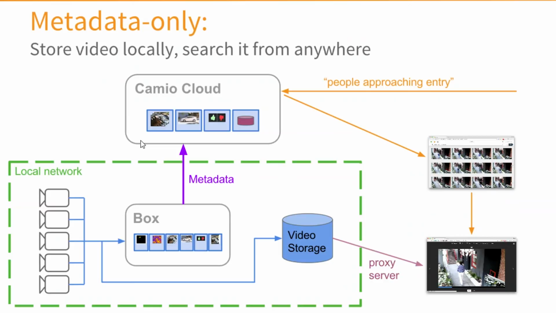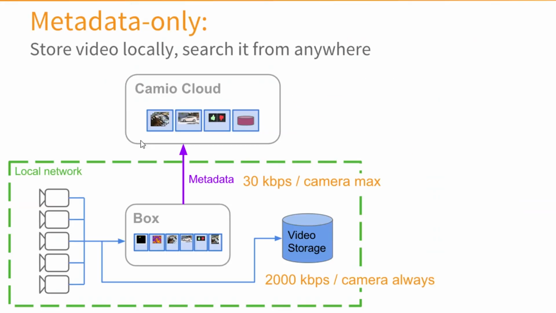If you want to be able to see it from all over the place, then you have a proxy server that can serve outside your organization. Otherwise, you can view it only locally. And this reduces in an incredible way the bandwidth you need for a large organization. You go from 200 kilobit per second for every camera, the video feed produced by each camera, down to 30 kilobit per second to process the metadata.